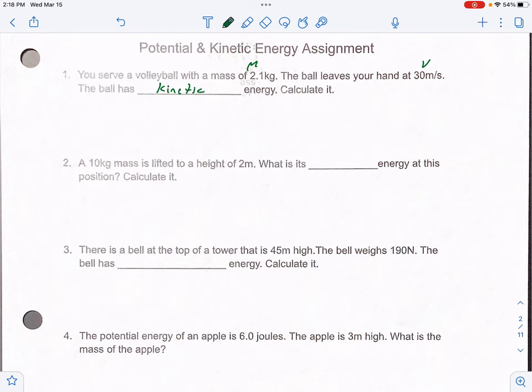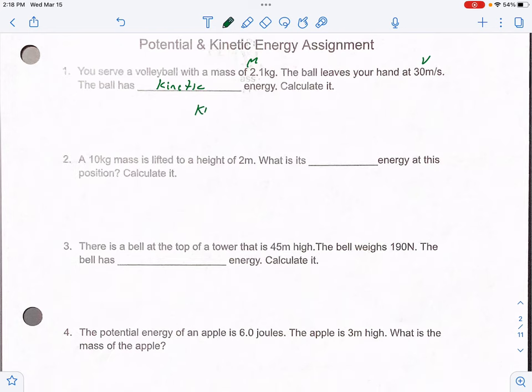Remember, kinetic energy equals 1/2 mv squared. So I'm going to plug that in. 1/2, my mass, which is 2.1, my velocity is 30, and that is squared. Multiply that all out, and I get 945 joules.